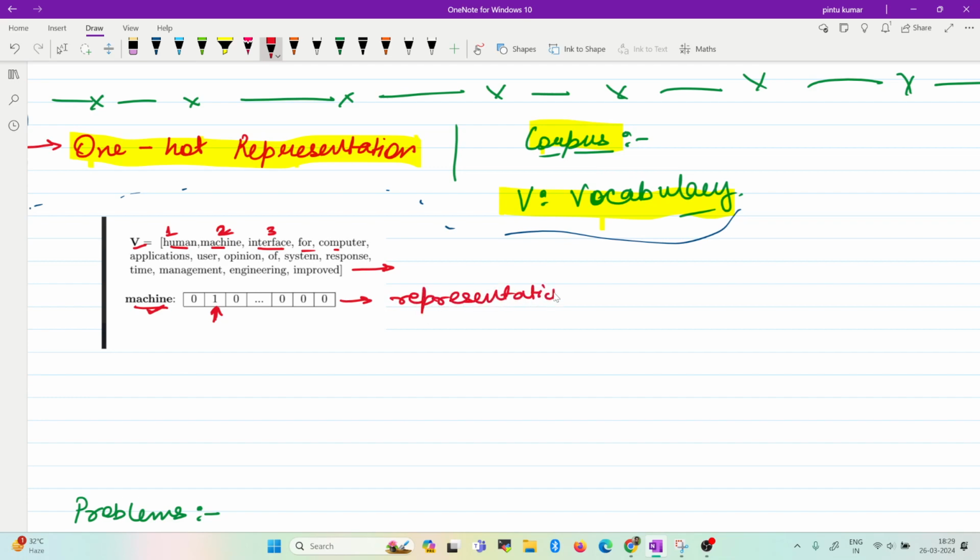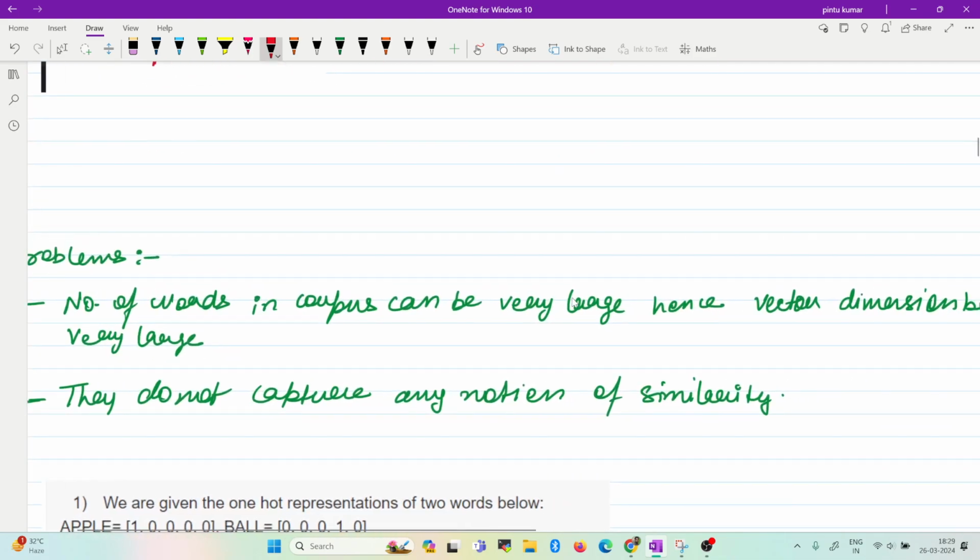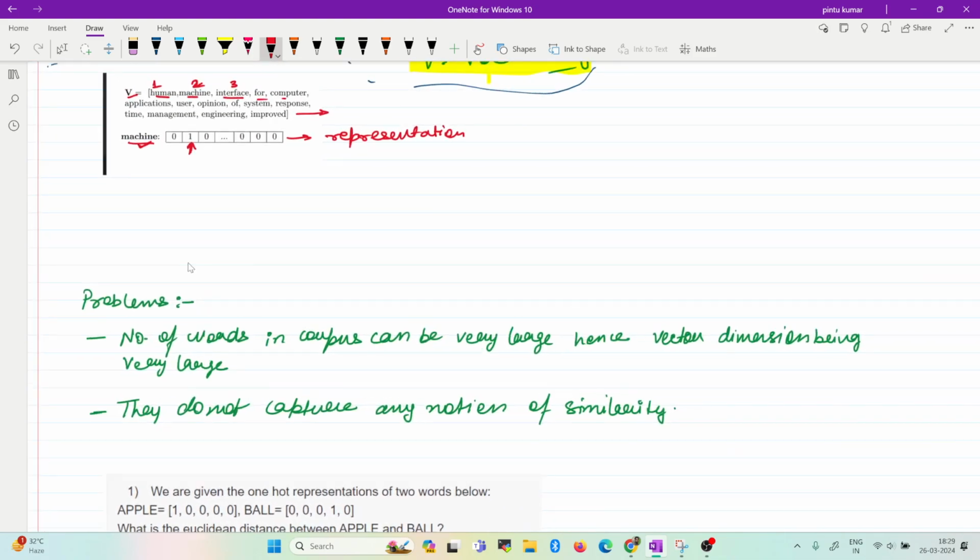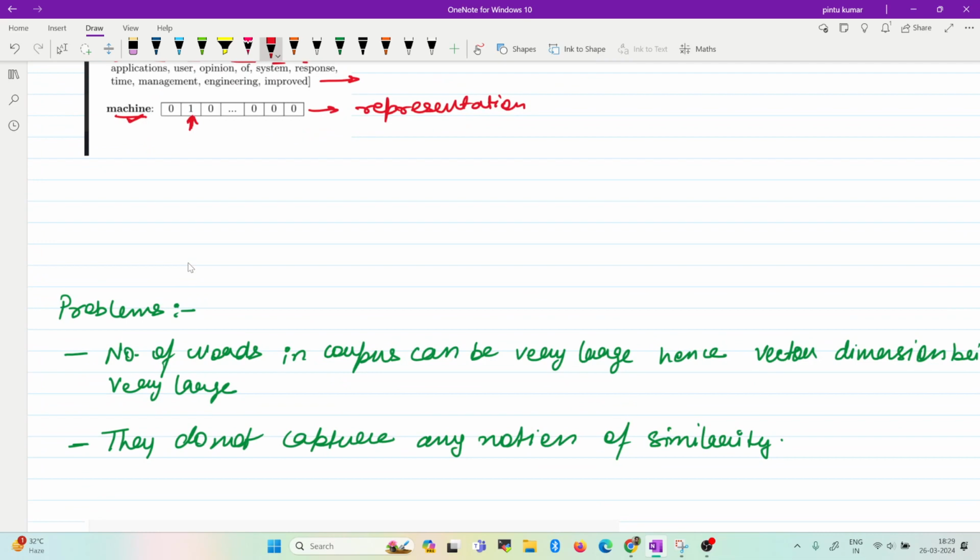There are some problems associated with this method. First problem: let's say you talk about Wikipedia corpus. It would have almost every word in your English dictionary, if not all, so a very large number of words, in some millions. Because the length of your vector is equal to the number of words in your vocabulary, if the number of words in the corpus is large, then the vector dimension of this one hot representation would be very, very large. So this is one problem.